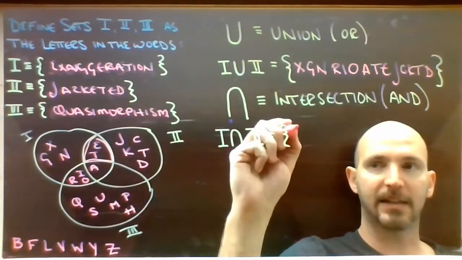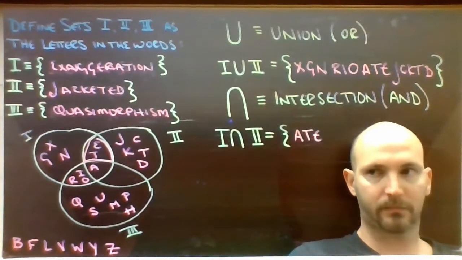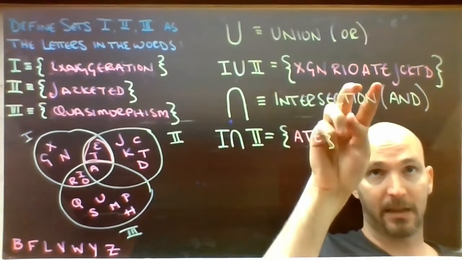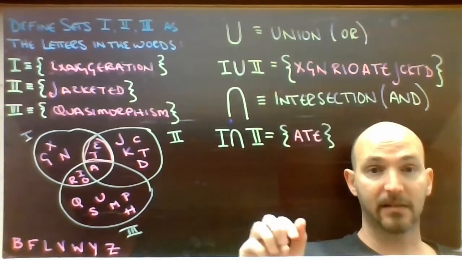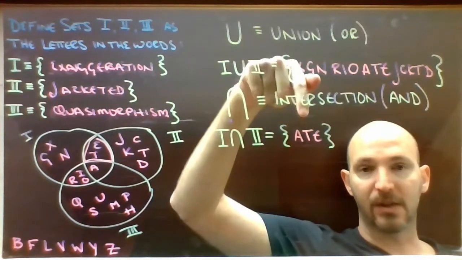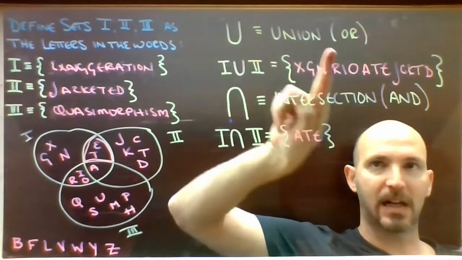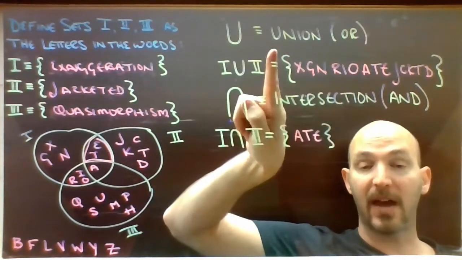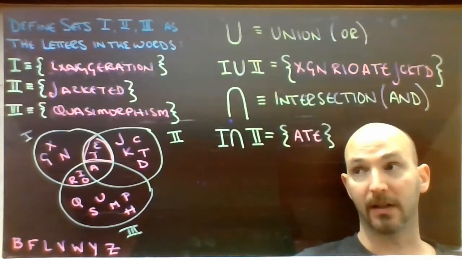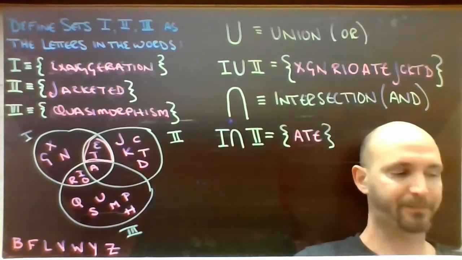So the letters that land in there are 8. Notice that they made it into both sets. These letters are in exaggeration or jacketed. They're also in exaggeration and jacketed. But by using this symbol, we cut out all of these ones because they failed to be in the word jacketed, and all of these ones because they failed to be in the word exaggeration. You see how this really limits your set, or shrinks it down.